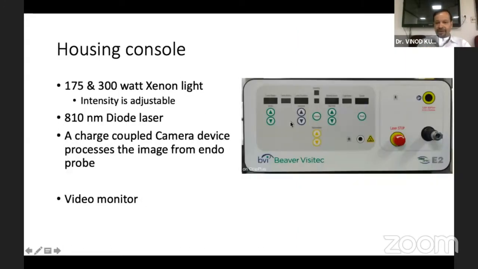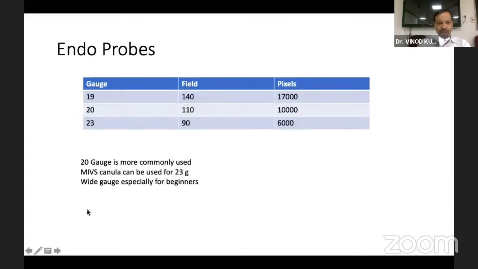This, as I mentioned, is the housing console where you have a xenon light which is attached to the probe. Then you have a diode laser, which is the laser aperture, which can provide laser light of sufficient intensity and duration. And we have a camera system which processes the image perceived from the endoprobe and sends it to the monitor at the top. Now we have various endoprobes of different gauges available. It can be 19 gauge, 20 gauge, or 23 gauge.